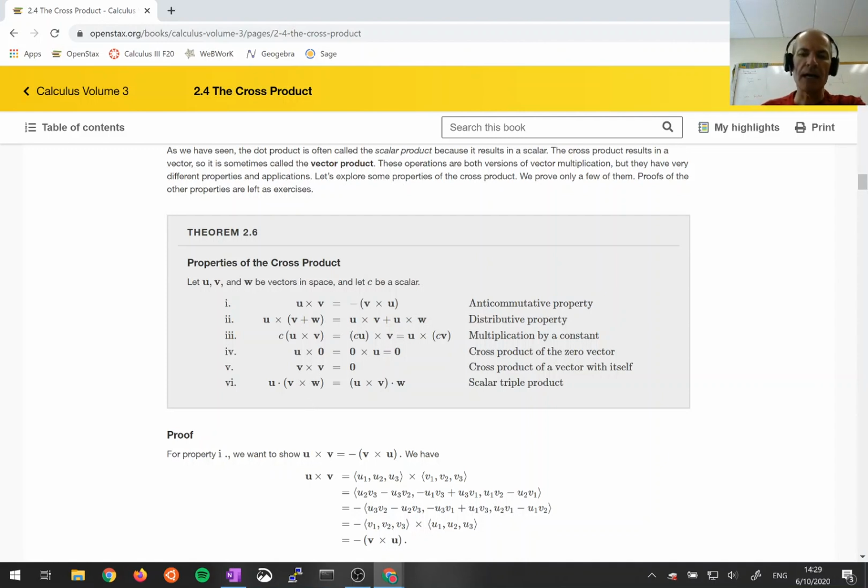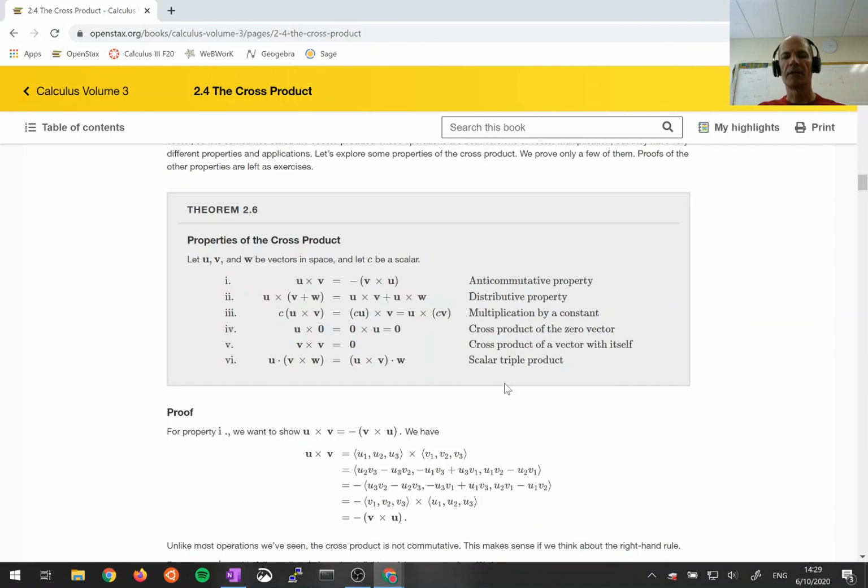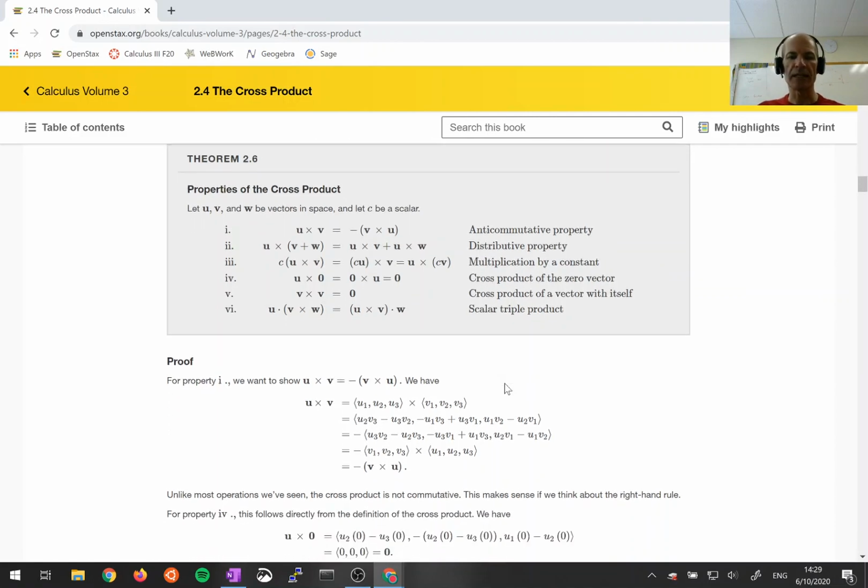And then last, we have that u dot v cross w is the same as u cross v dot w. This is called a scalar triple product, and it actually has some connections to volumes of certain solids, which we'll see later.